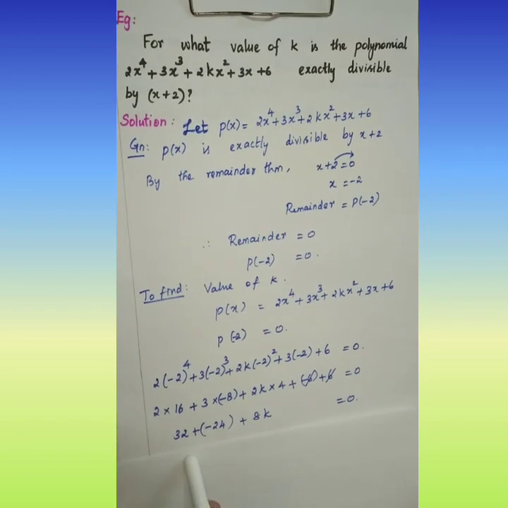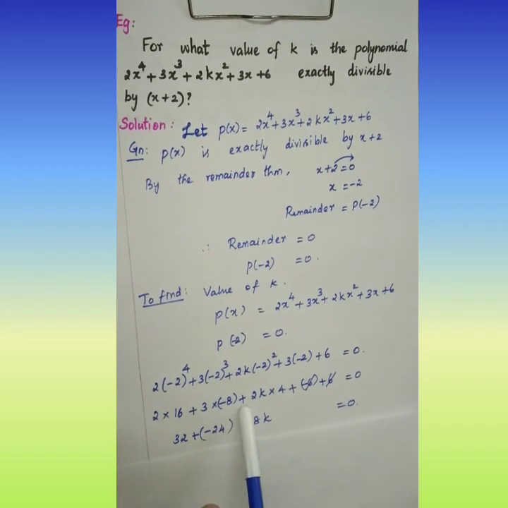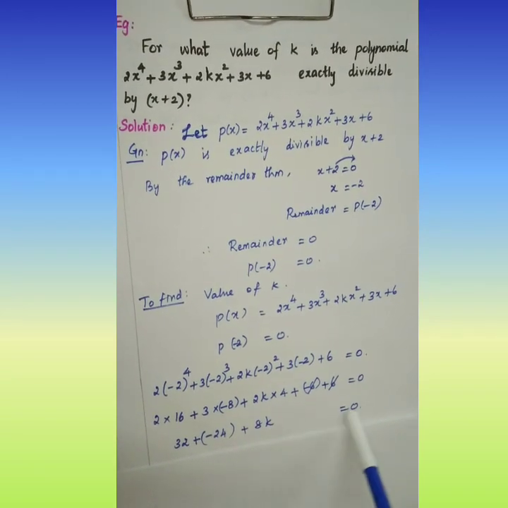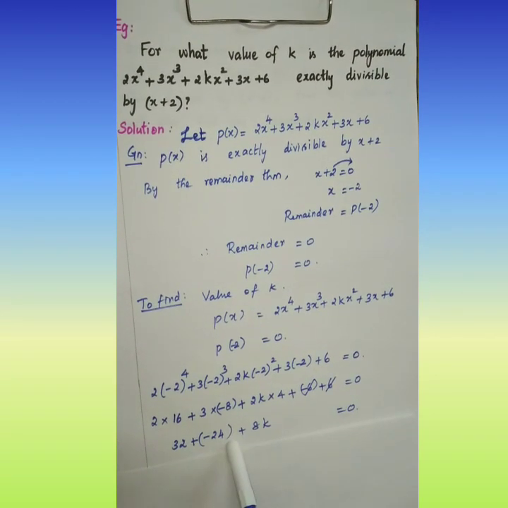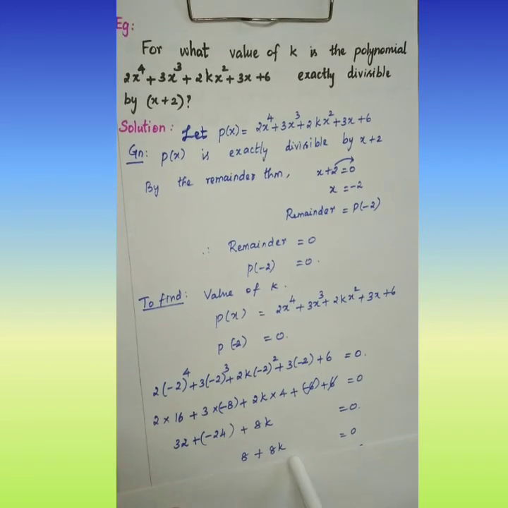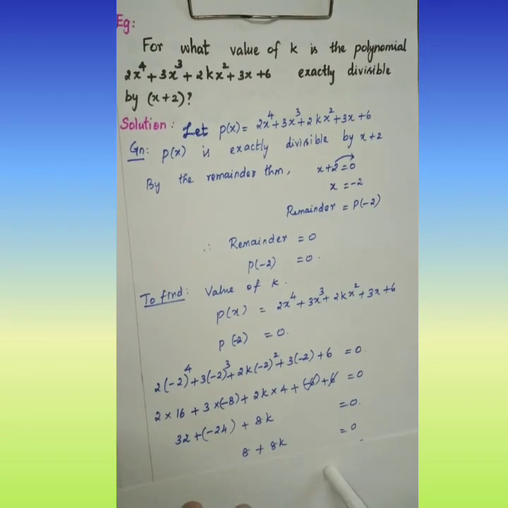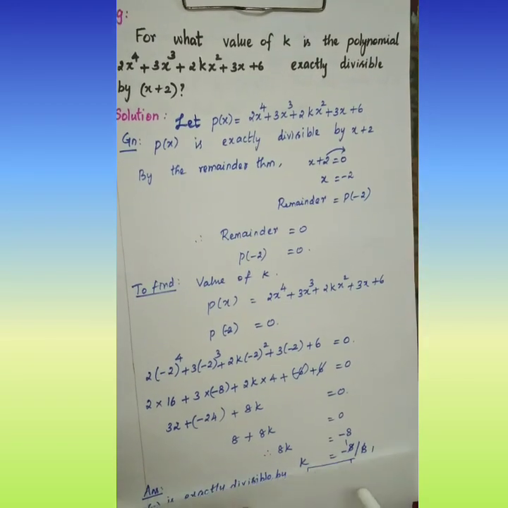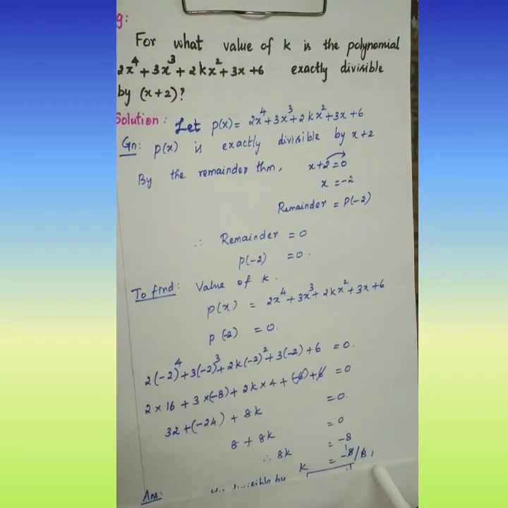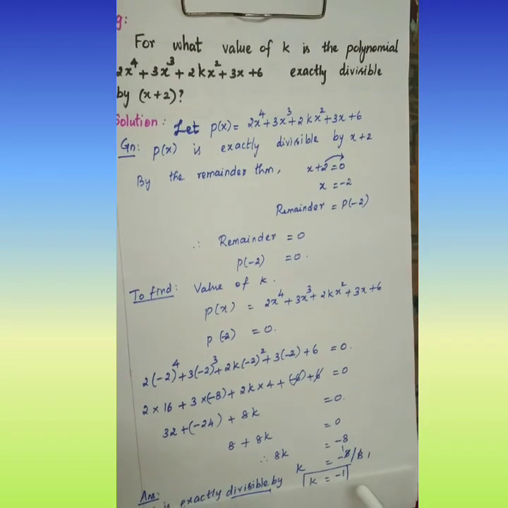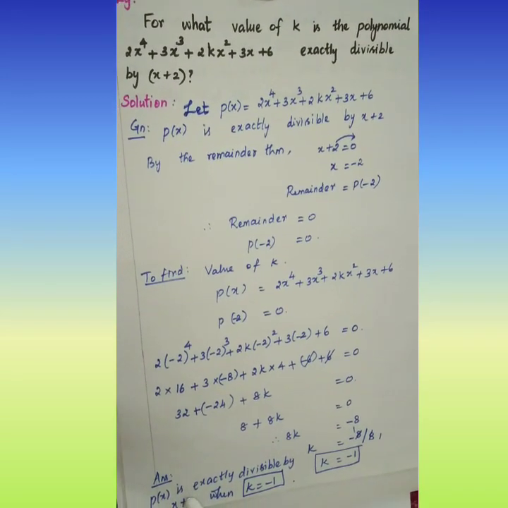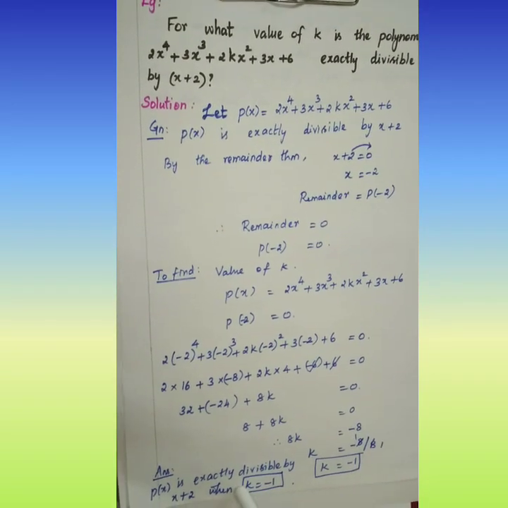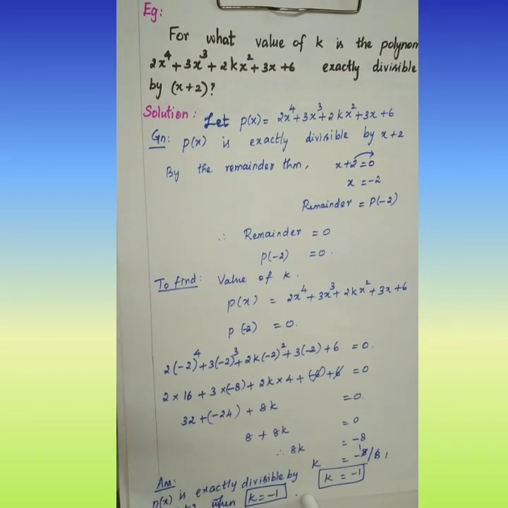So 2 16s are 32 and 3 into minus 8 is minus 24. 2k into 4 is 8k equal to 0. So 32 minus 24 is 8, plus 8k equal to 0. So 8k equal to minus 8, since plus 8 comes as minus 8. So k equal to minus 8 by 8. We can cancel both, so k equal to minus 1. So the answer is p of x is exactly divisible by x plus 2 when k is equal to minus 1.